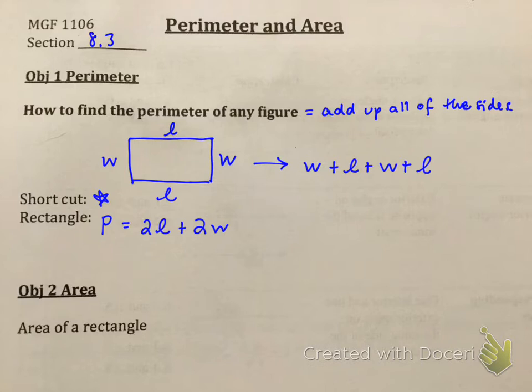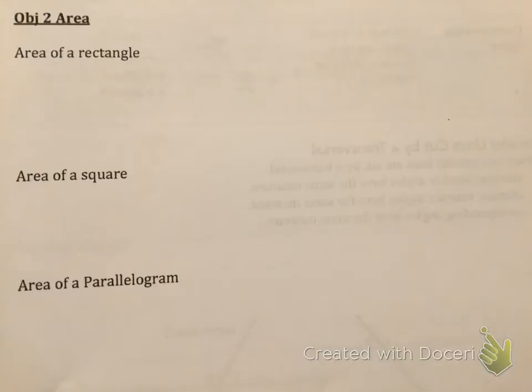So objective 2 goes over area. And the first area we're looking at is the area of a rectangle. So here is a rectangle. Okay? So to find the area of the rectangle, we are looking for this inside area. So once again, we have the length of the rectangle and we have the width of the rectangle. So the area of the rectangle equals length times width, and that needs to be memorized.